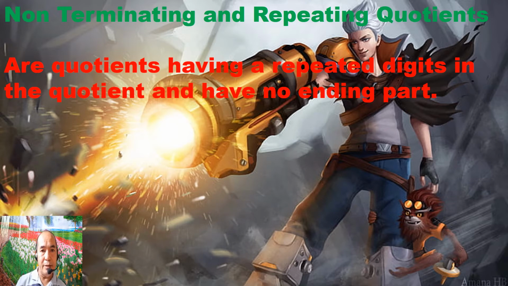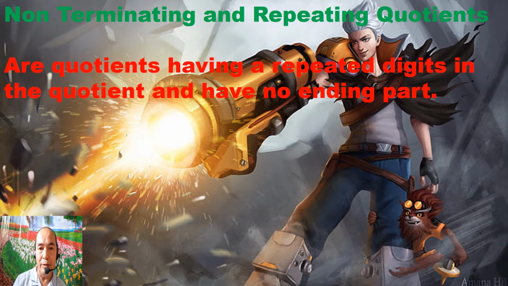And what is a repeating quotient? These are quotients having repeated digits. Meaning to say, if you perform the division, it will repeatedly have the same digits. So if the digit is 3, it will be a continuous number 3 up to the end of the division.